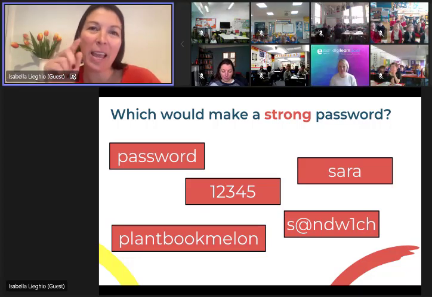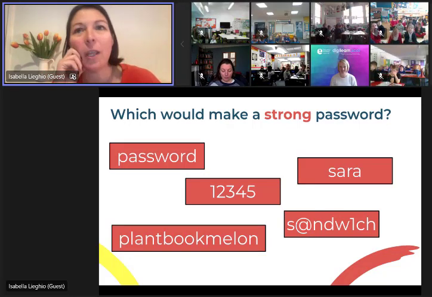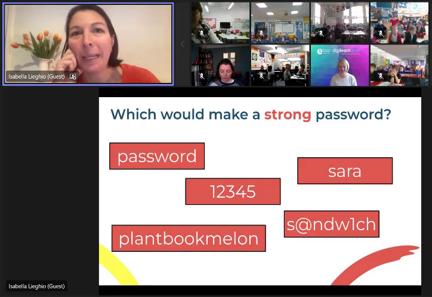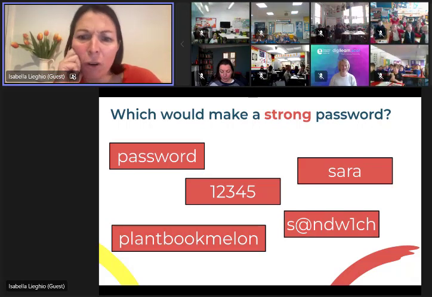Can you see with the A, we've swapped for an at symbol, and then instead of an I, we've got a 1. So sometimes people like to do that in their passwords. They swap letters for numbers, and they use symbols as well to make them really strong, really tricky to guess.